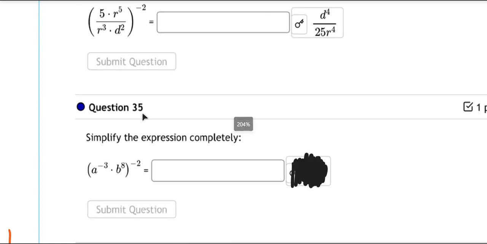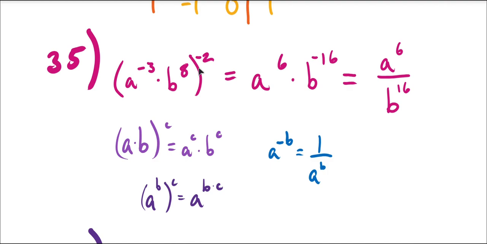Let's move on to question 35. Simplify this expression completely. We've got a to the -3 times b to the 8, all to the power of -2. So we're not going to be able to combine the a and the b at all. So we're going to want to take advantage of the fact that exponents distribute around multiplication and division for that matter. And we're going to want to then hit each one of these, a to the -3 and b to the 8, with power to a power, which is the product of powers. If we do that, we have -3 times -2, that's +6, and +8 times -2, that's -16.